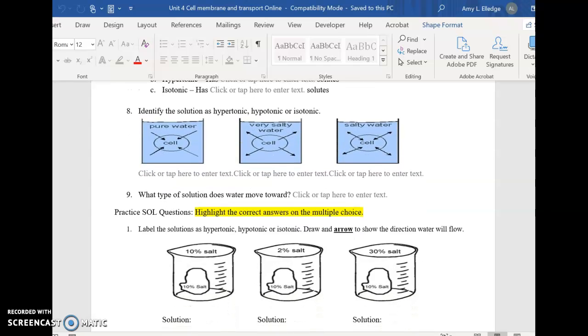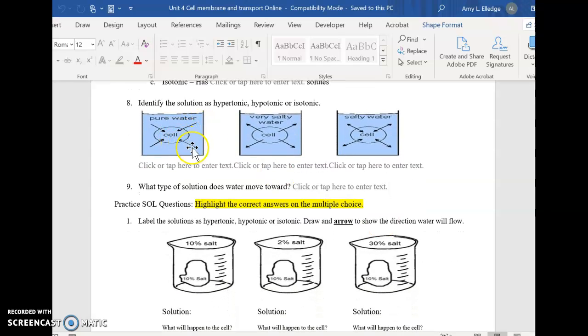Right here, when we're looking at number 8 with your solutions, remember that water always moves towards the most solutes, and the most solutes is hyper, because hyper means more, like hyperactive is more active, is hypertonic. So if the inside of your cell is hypertonic, the opposite of more is less. So it would be less out here, more inside. So this would be hypotonic.